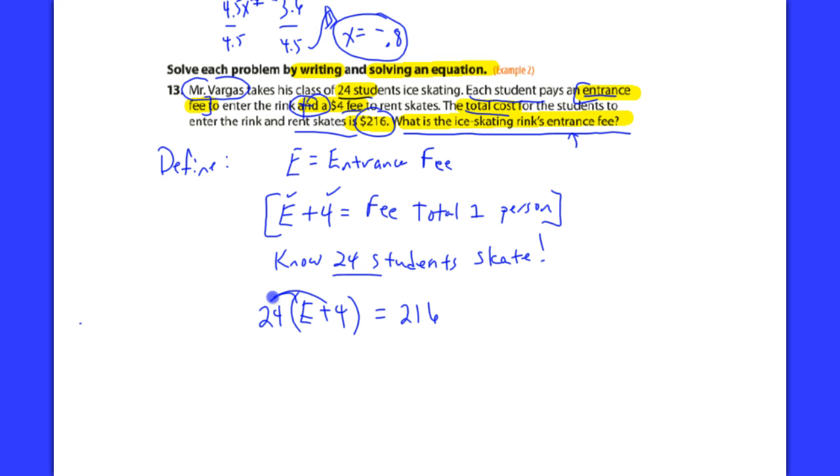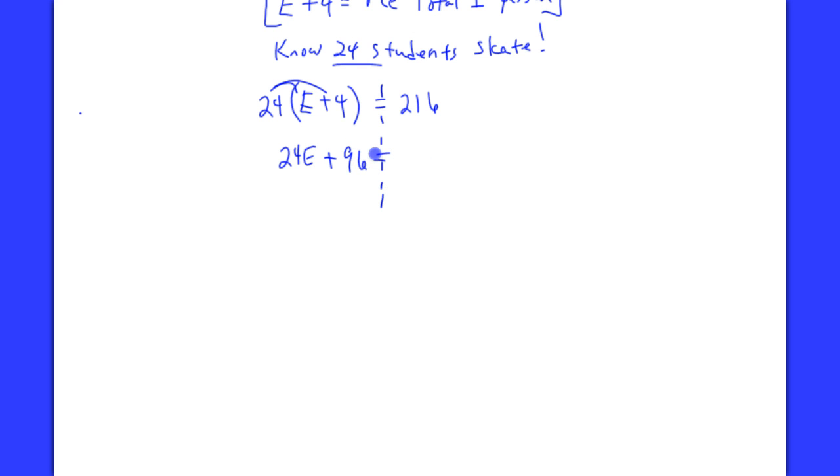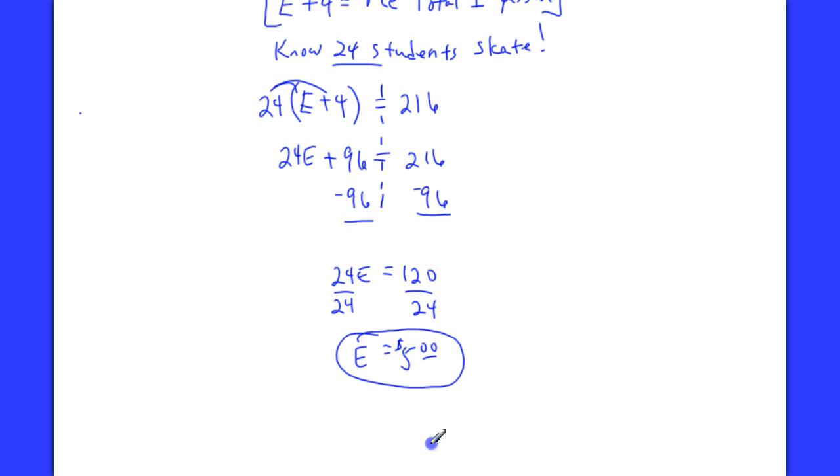Now all we're doing is solving that just like we've been solving before. 24 times E plus 24 times 4, which is 96, is equal to 216. We're going to subtract 96 from both sides. 24E is equal to 216 minus 96, that's 120, divided by 24. E is equal to 120 divided by 24, which turns out to be 5. So the answer is $5. That is the cost of the entrance fee.